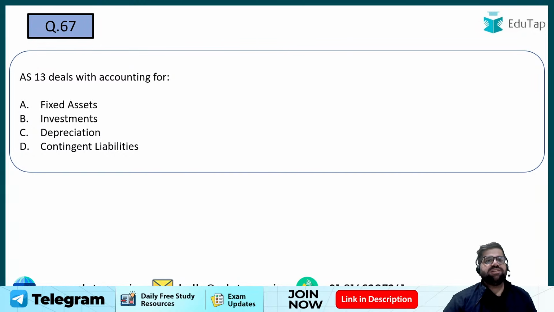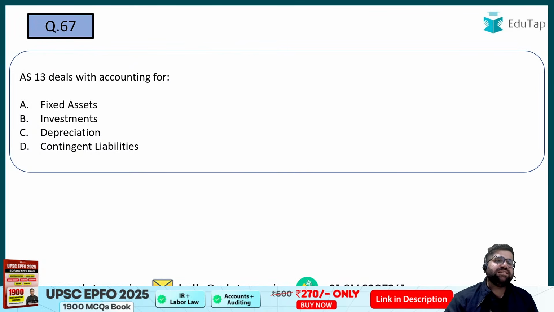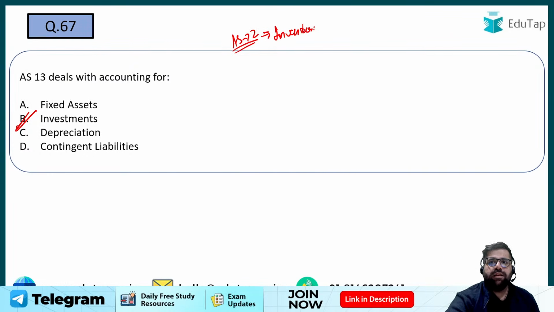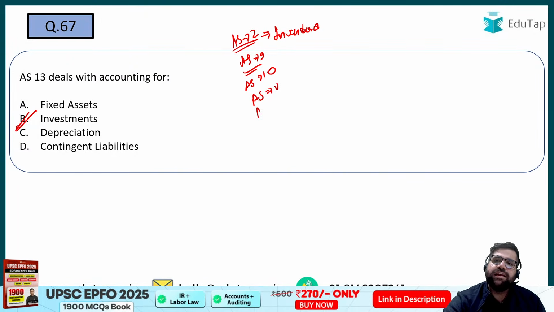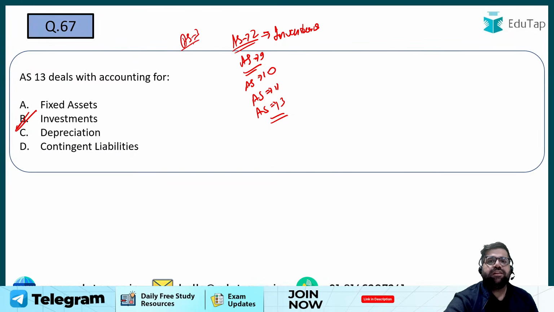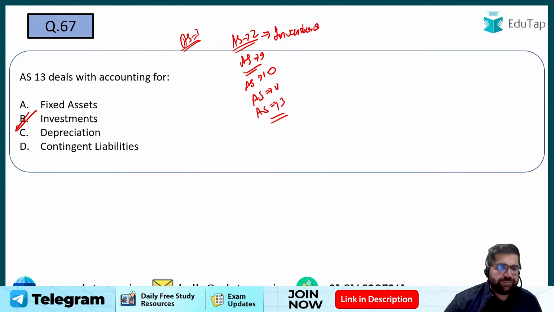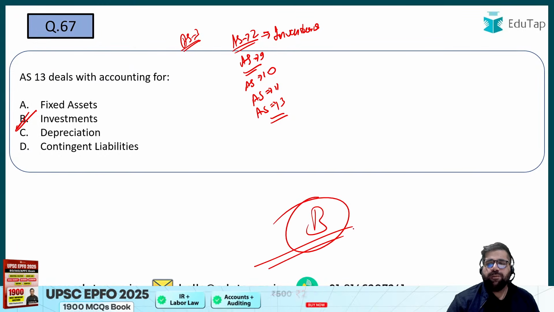Right? Question number 67. AS13 deals with what? AS13 deals with your investments. Yes, very good. Remember, ये बहुत important है. AS2 is for your inventories. Right? AS9 is for revenue recognition. AS10 is for PPE. AS11 is foreign exchange transactions. AS13 is for your investments. Like this, there can be multiple more AS. Like for example, AS3 is for cash flow. But ये basic तो याद होनी चाहिए. AS13 deals with investment. Yes, the correct answer over here will be option number B.